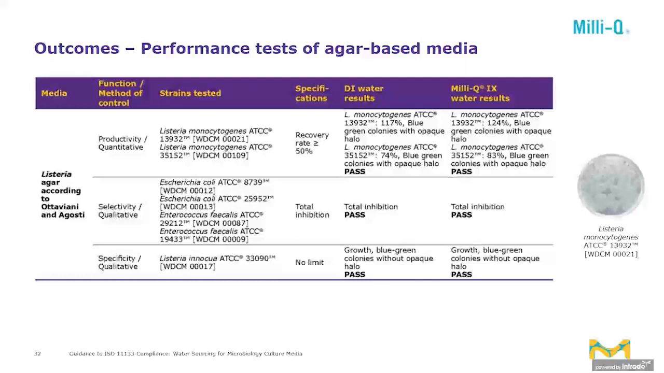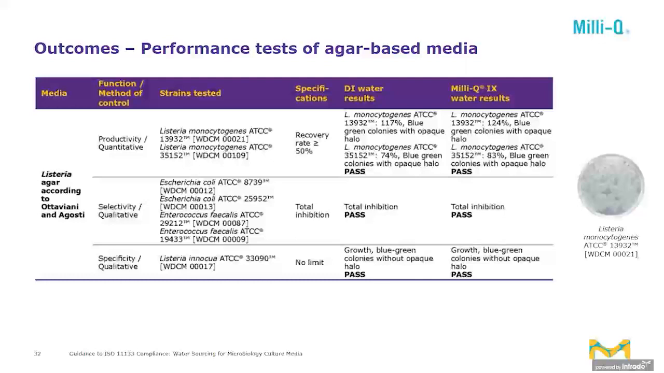Besides this, as it is a selective medium, it has to be tested for this by a qualitative method. And the specificity also has to be tested, because this medium, in its function as a chromogenic medium, is a solid medium which shows specific reactions for Listeria monocytogenes. You see a small picture on the right of Listeria monocytogenes on this medium.